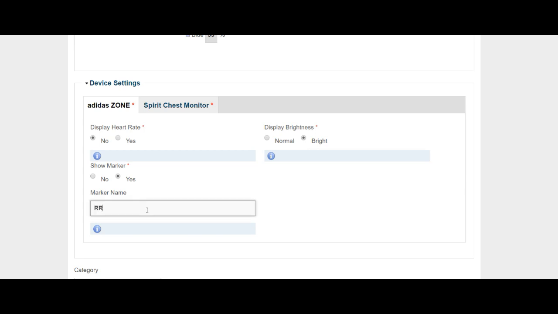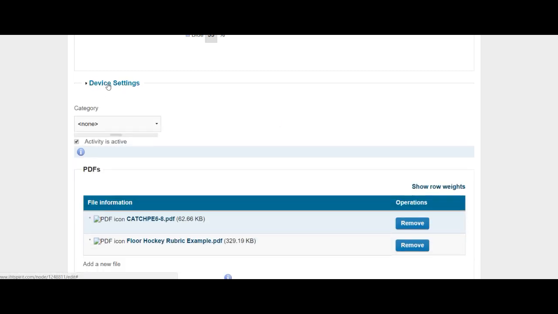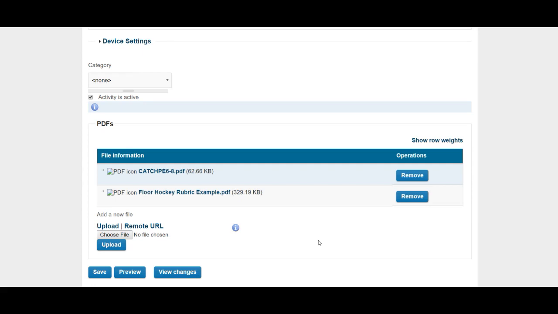I would mark that as RR for recovery rate, and I would have the students at the end of our vigorous workout mark their chart. I would have the kids relax for 1 minute, mark it again, and they can see what their recovery rate was for 1 minute. Once again, that is under device settings. After you have everything set the way you would like, just click Save.